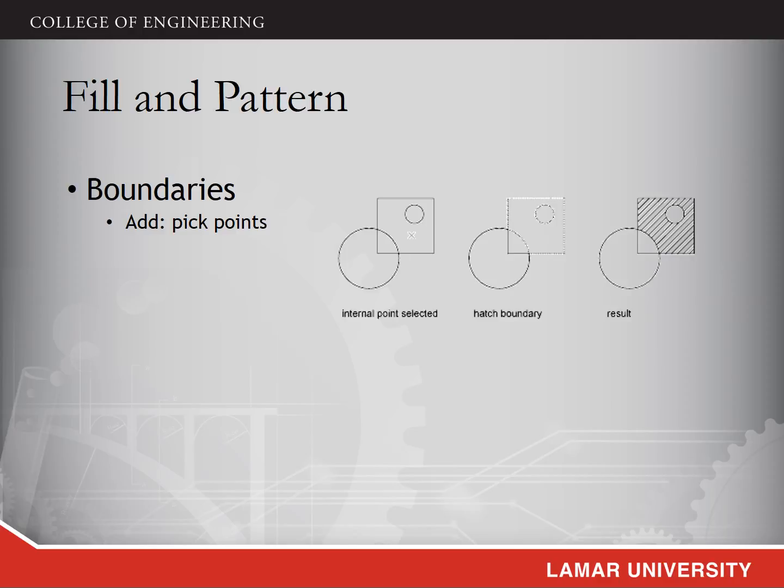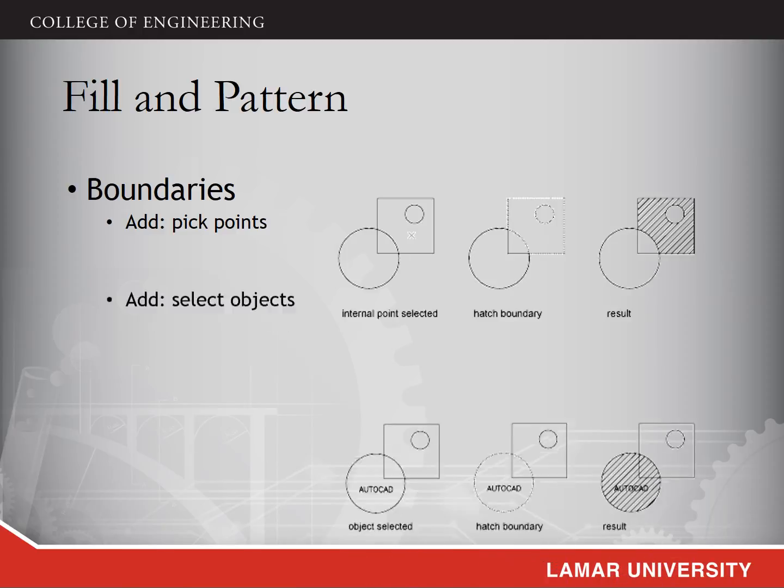The first one is called pick points. With this method, you just need to put your cursor at some location of the drawing. Then the hatch island associated with the point will be chosen, and all the boundaries of that hatch island will be selected for the boundary cells.